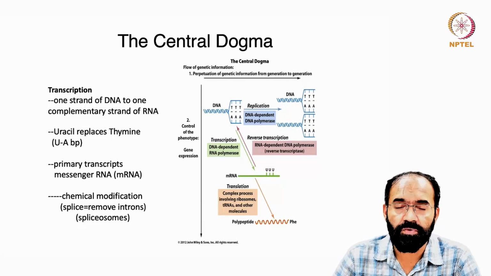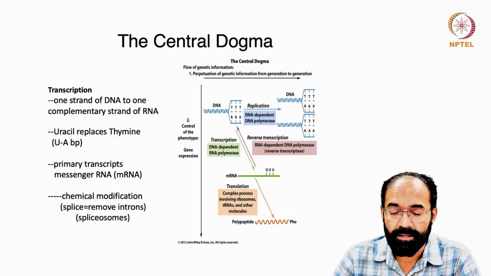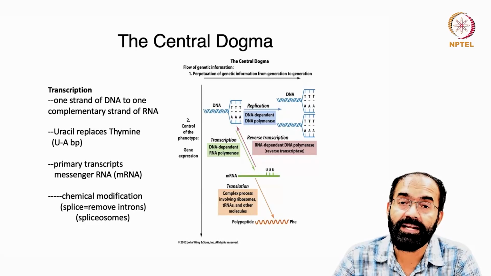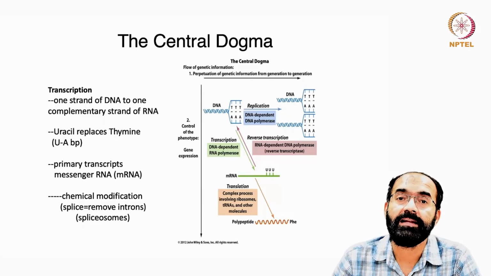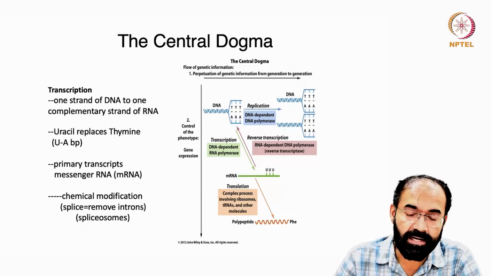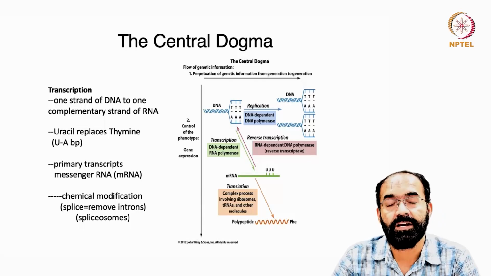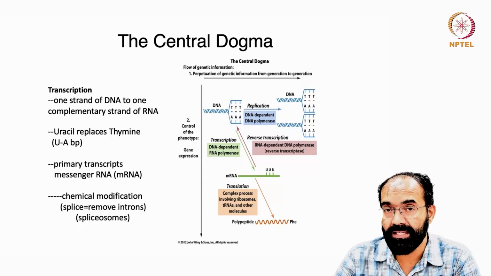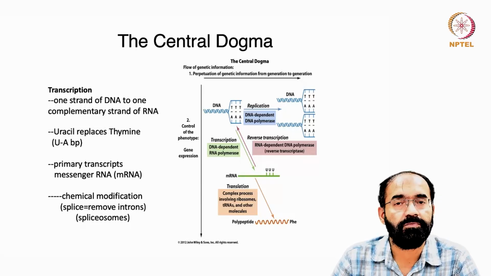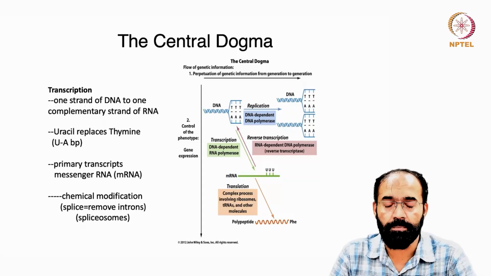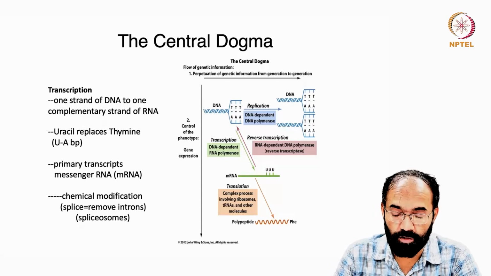So we are talking about 4 different enzymes. One is DNA dependent DNA polymerase and another is DNA dependent RNA polymerase. And there are enzymes which can make a copy of RNA from an RNA, that is RNA dependent RNA polymerase. And then comes reverse transcriptase, which makes DNA from RNA. So all 4 possible enzymes contribute in some way or the other in the process called the central dogma.